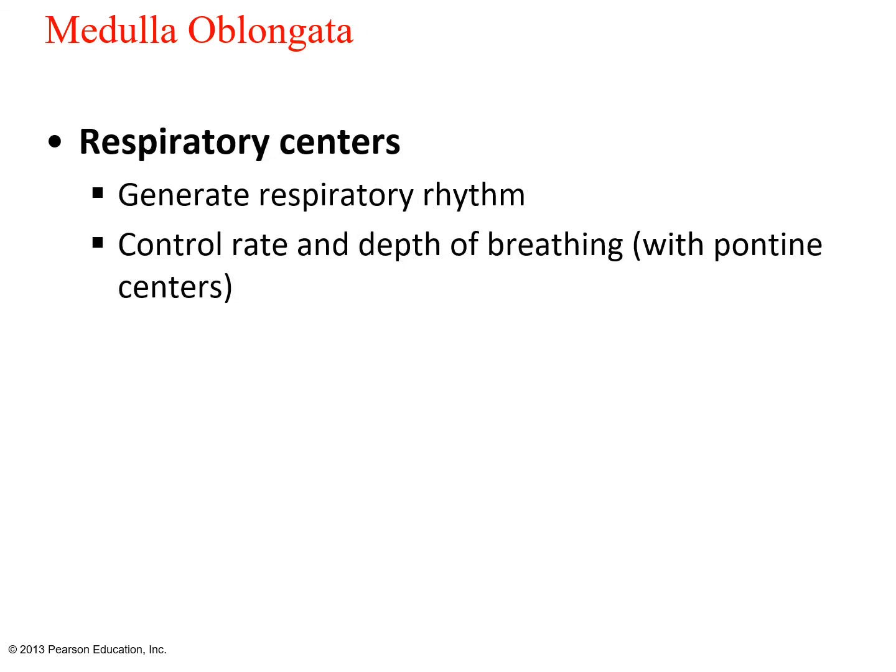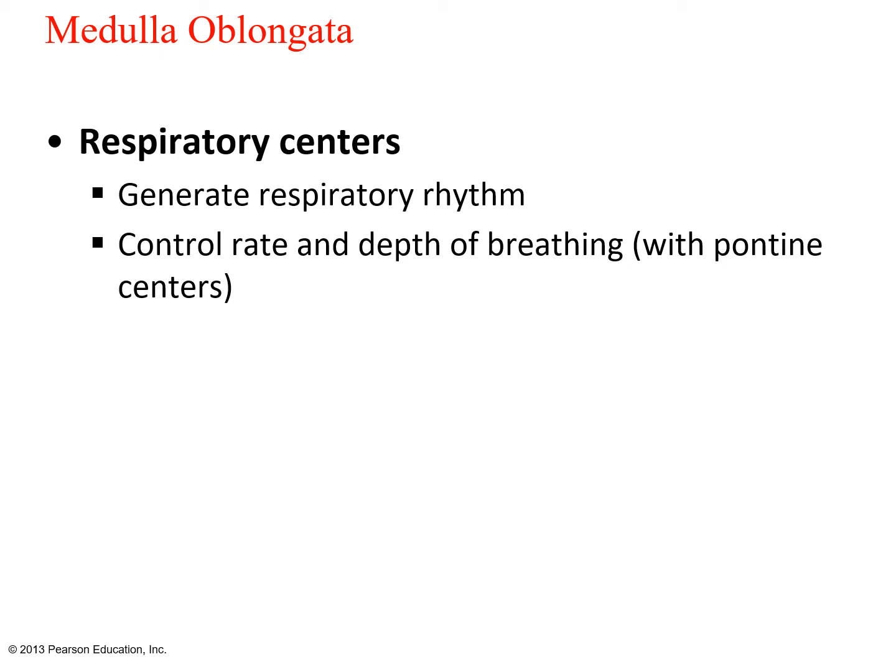It also contains respiratory centers, which generate the respiratory rhythm. Now, I mentioned that the pons was responsible for determining respiratory rate. It gets an assist from the medulla oblongata. And so basically, what we have here are the centers that control the rate and the depth of breathing, along with the pontine centers.